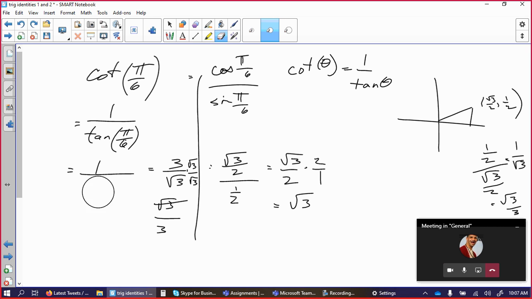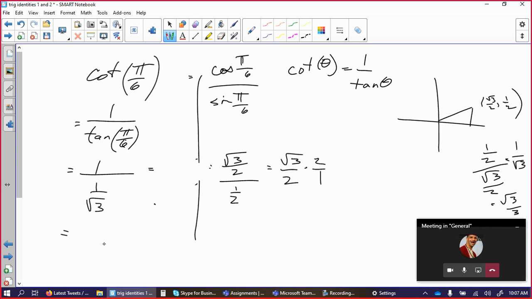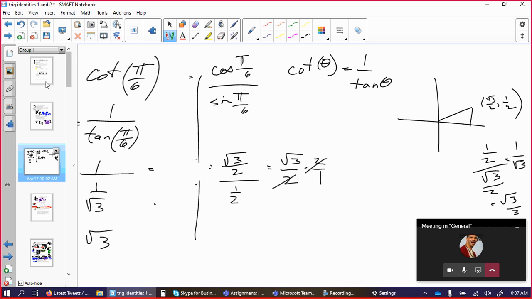Hmm. Well, I can kind of cheat here. I know the tan of pi over 6 is 1 over root 3, and the reciprocal of that is root 3. So it does work out. I don't know what I was doing on the other side. 1 over root 3, it works out. I had a brain fart there for a sec.